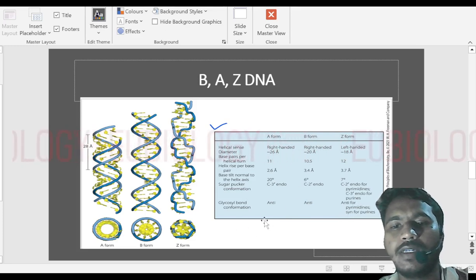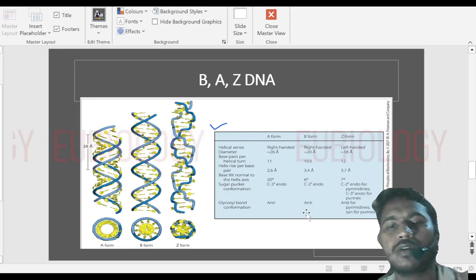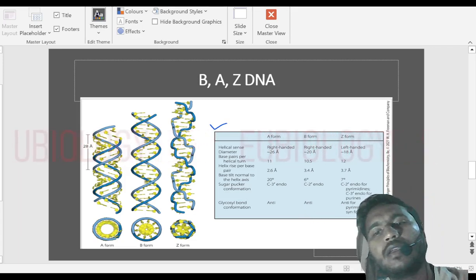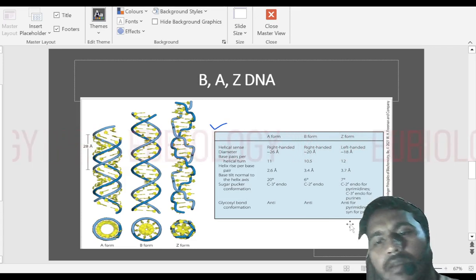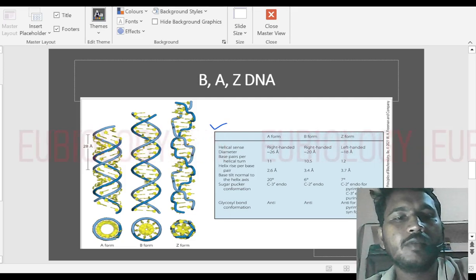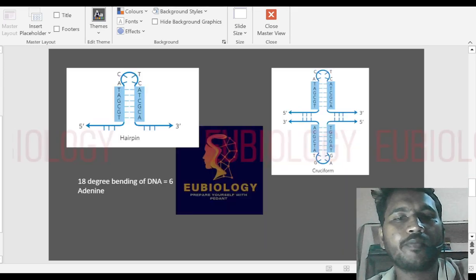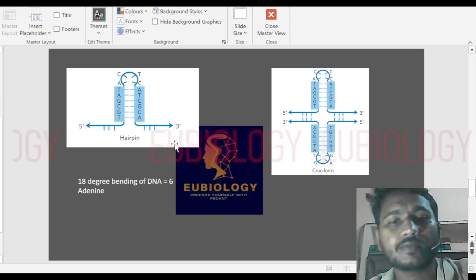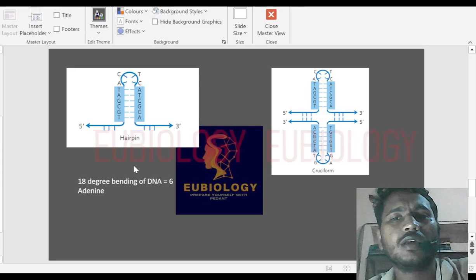So A form has an anti glycosyl bond conformation, it will be anti form, and Z form will be anti for the pyrimidine and syn for the purine. These are the important things you have to remember.